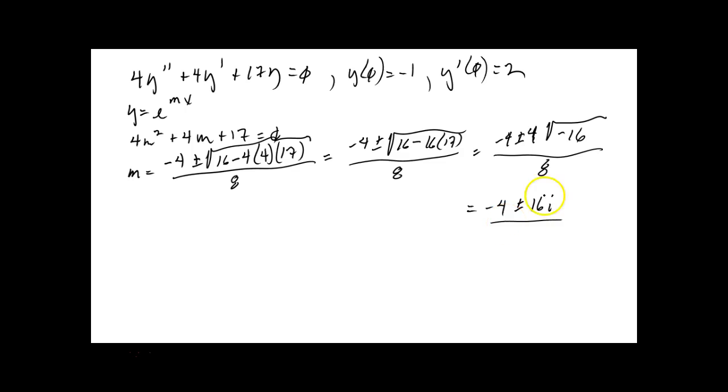Over 8. So what does this give us? Negative 1/2 plus or minus 2i. That's what your m's are, really. So I think we can go right to writing down a solution now, can't we? Y is equal to e to the minus x over 2, negative 1/2 x, right?